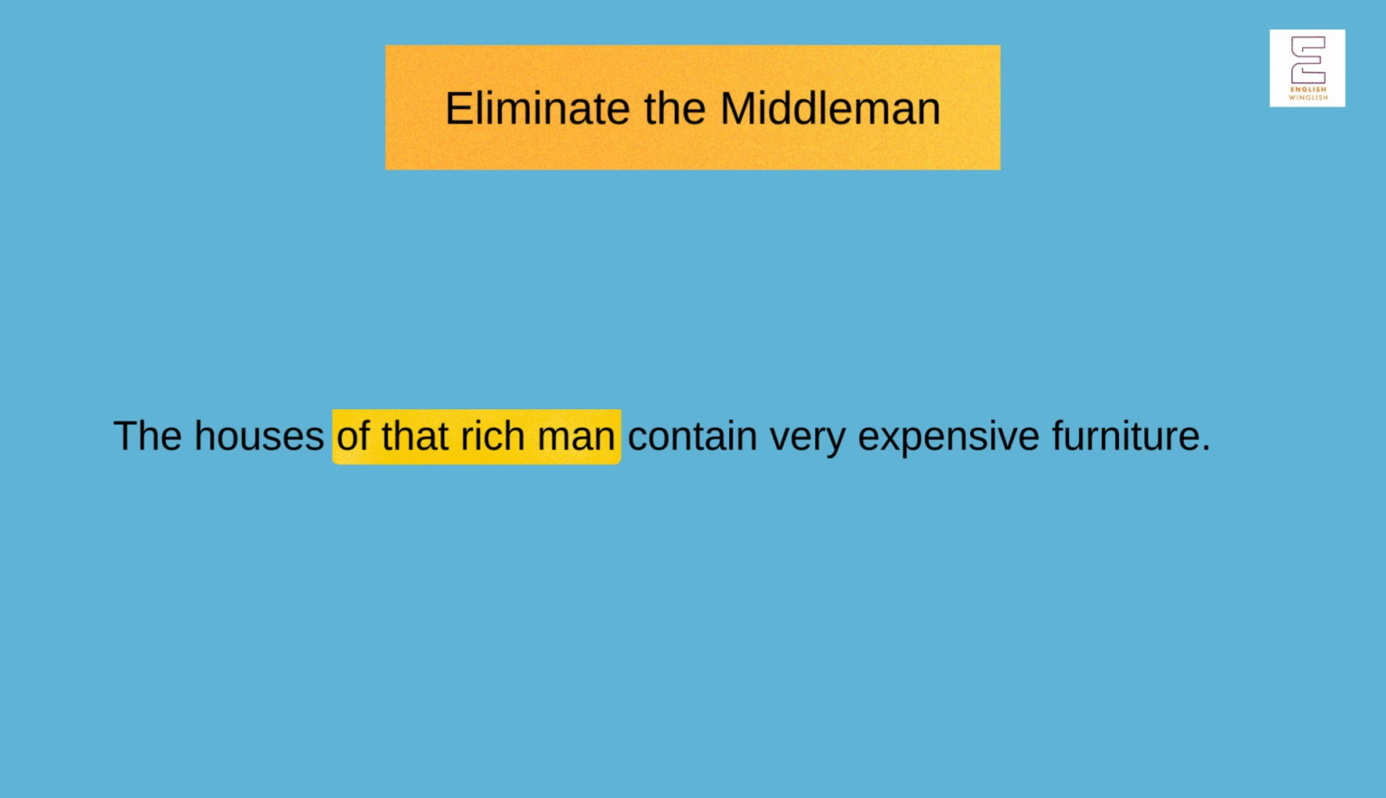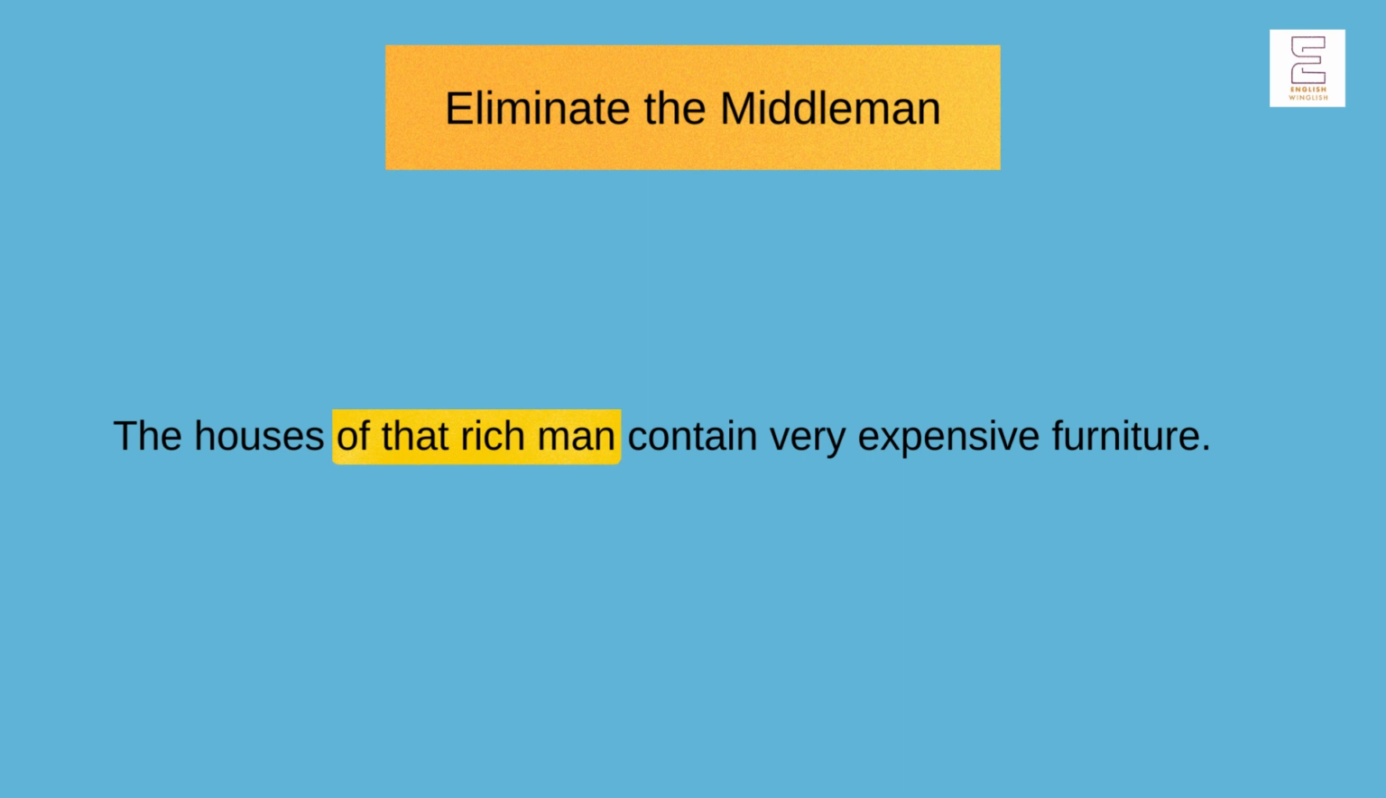The houses is plural, the subject, contain is the plural verb form, furniture is the object, and of that rich man is the middleman. We eliminate the middleman just to find out what the subject is. We should not remove these words. We have just removed this to find out what the subject is.